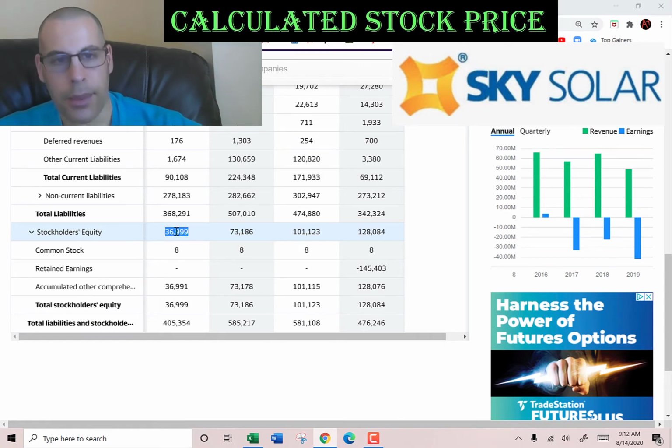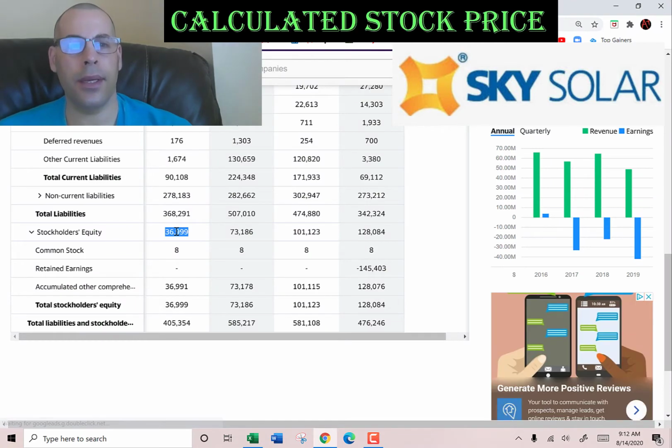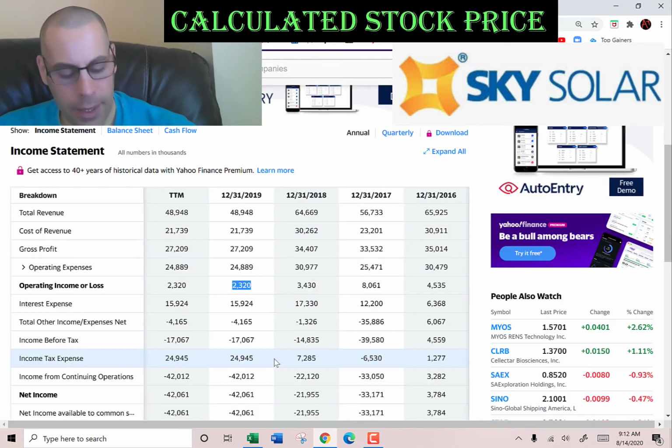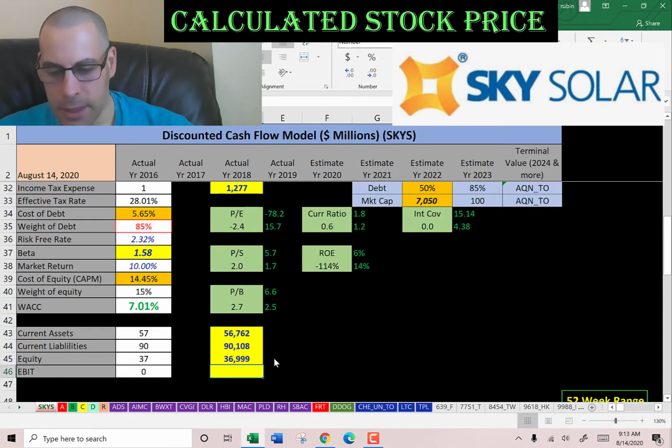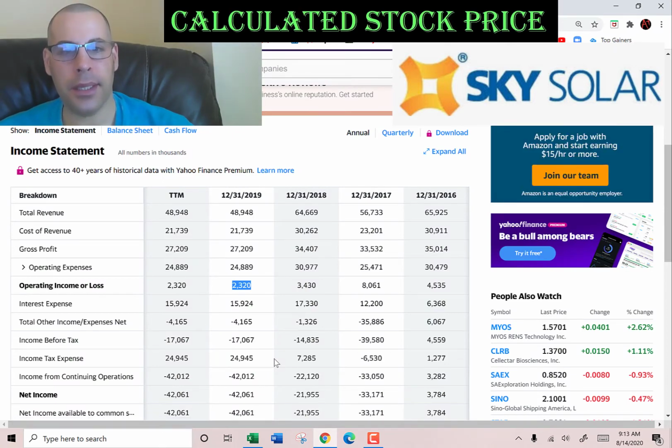That's $37 million. That's the value of the company according to the balance sheet. Stockholders' equity is total assets minus total liabilities. That's mostly accumulated other comprehensive income. Let's get their operating income. That's $2.3 million. That's on the income statement. That's how much money the company makes on its everyday operational business.